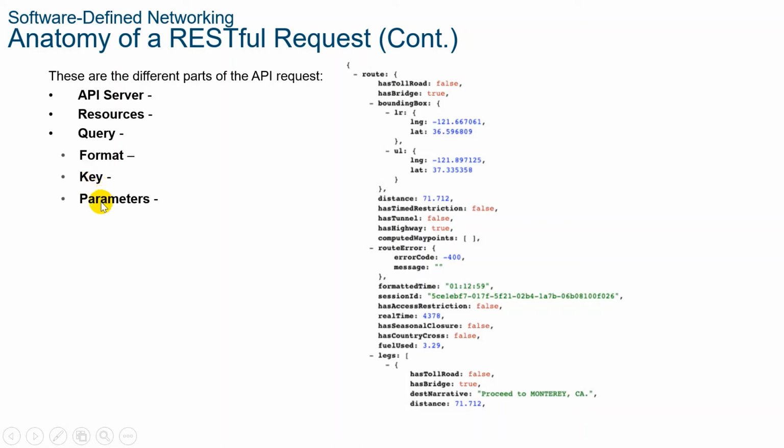And then the last one is the parameters. Parameters are used to send information pertaining to the request. In this example, the query parameters include information about the directions that the API needs, so it knows the direction to return. That is from San Jose, CA and to Monterey, CA.